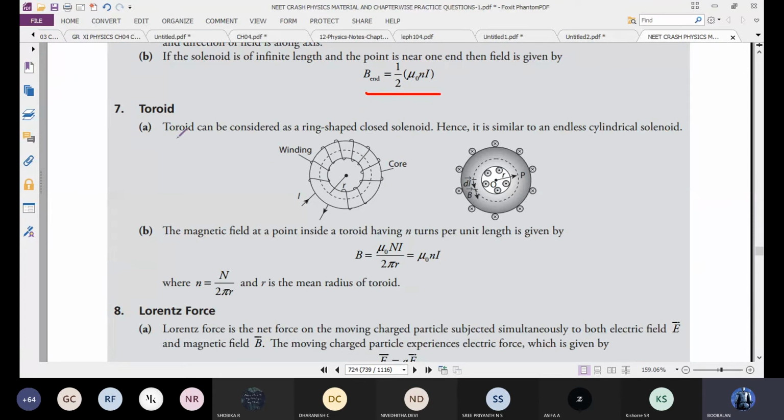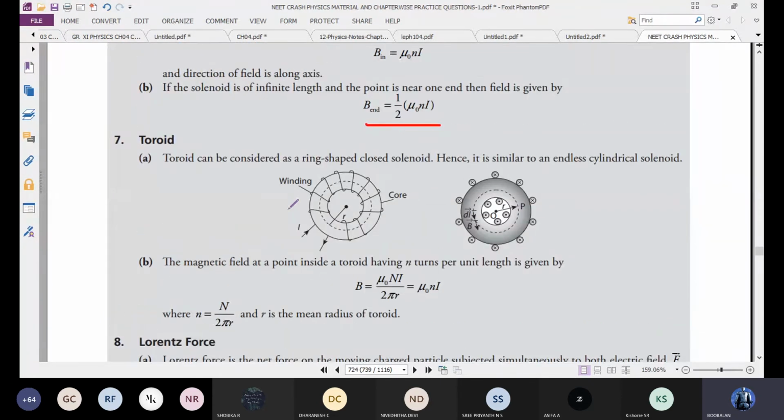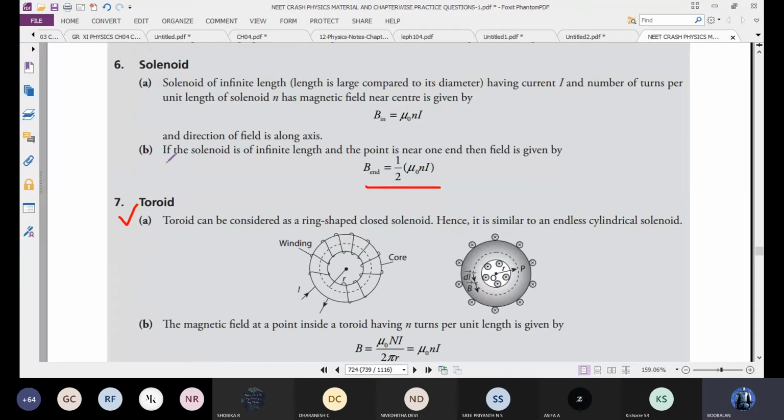Okay, please note it now. Solenoid, the formula B is equal to mu naught N I. If the solenoid is infinite in length and the point is near one end, then the field is half of the actual value, 1 by 2 mu naught N I.